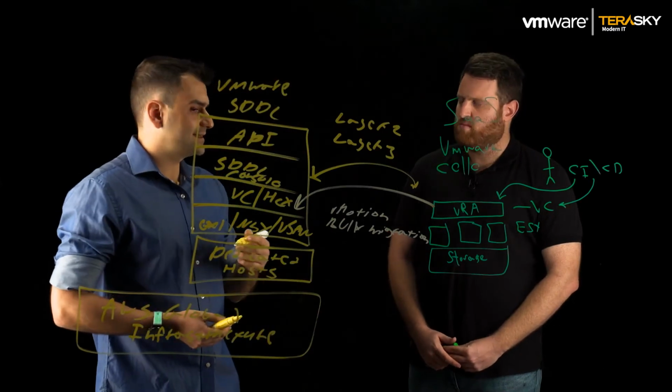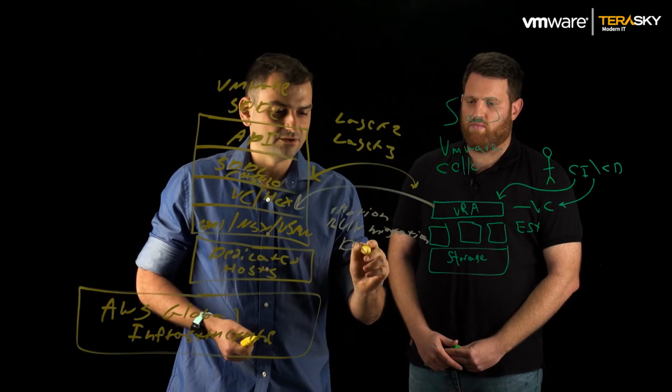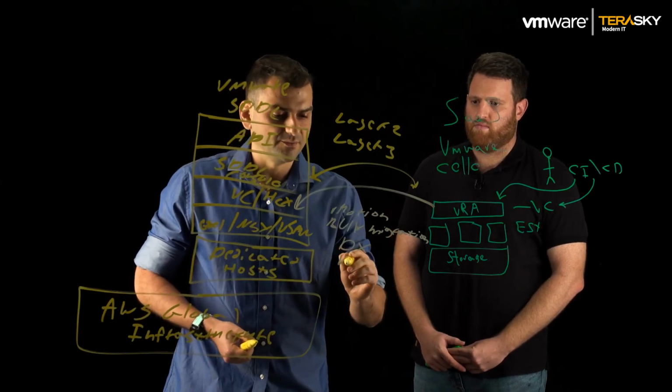The connectivity between the sites can be done either through dedicated lease lines of AWS called Direct Connect, or through an internet VPN.